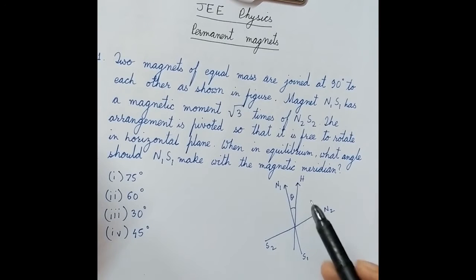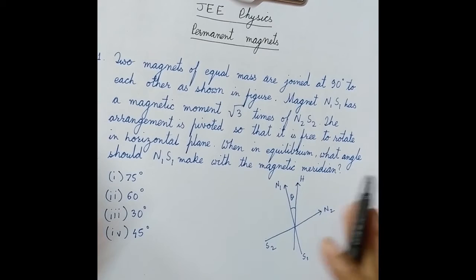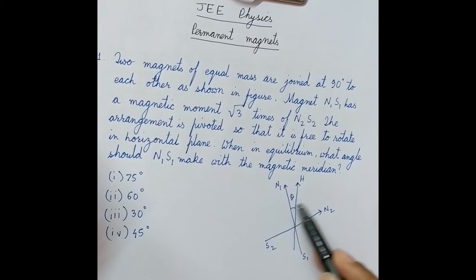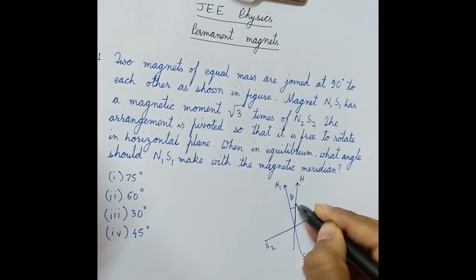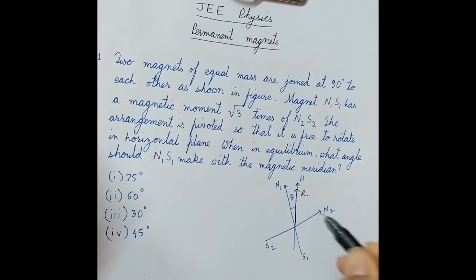Now the concept involved here is generally when you have a single magnetic moment, it aligns in the direction of the magnetic meridian. Since you have two here, if one tries to align, the other de-aligns. So the net effect, the resultant of these two magnetic moments, will be the one that will align with the direction of H. So we know that the resultant magnetic moment aligns in the direction of this. If we can find the angle between the resultant of N1S1 and N2S2 and find its angle with N1S1, then we can find the angle with the magnetic meridian.